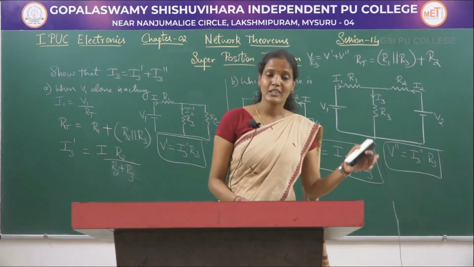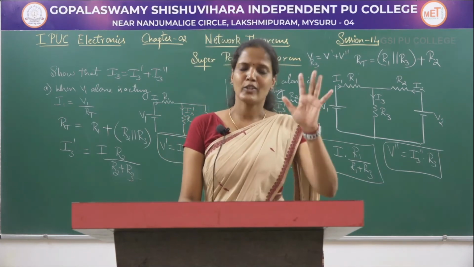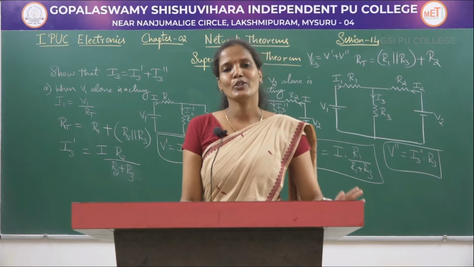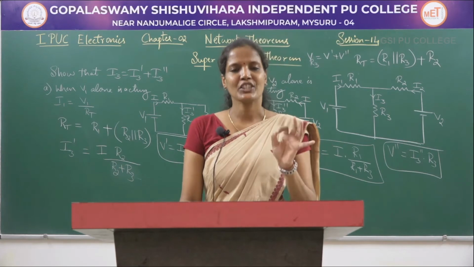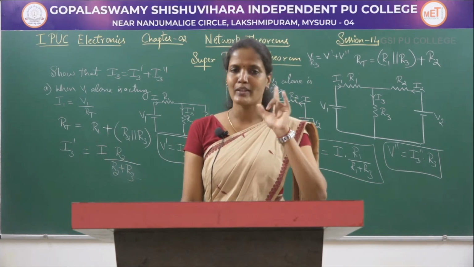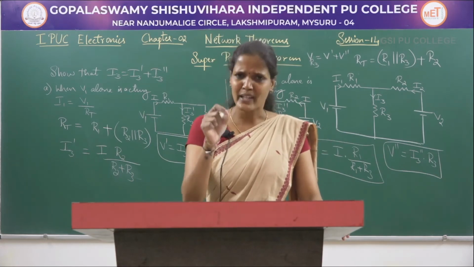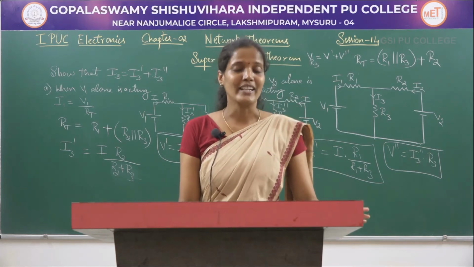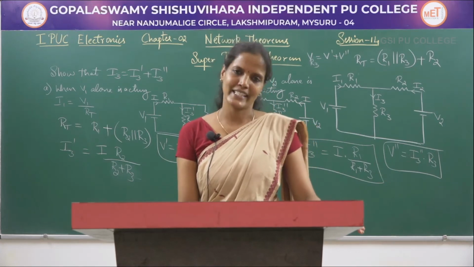So in order to calculate the total current, I will be equal to I dash plus I double dash. In order to find out the total voltage across that particular resistor, we are just going to add V dash and V double dash, where V dash is nothing but the voltage across that resistor when only V1 is acting, and V double dash is the voltage across the same resistor when V2 is acting. Clear? Now let us try to understand this superposition theorem with one simple example.